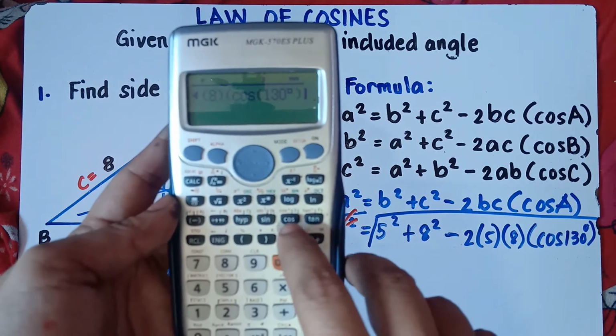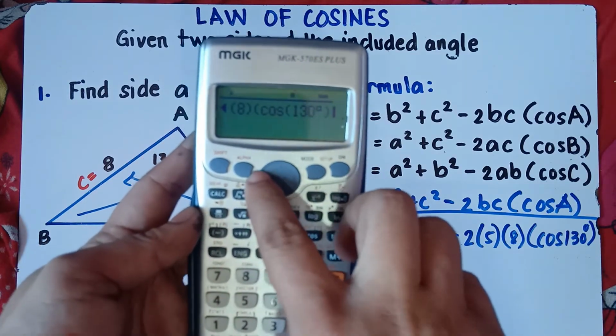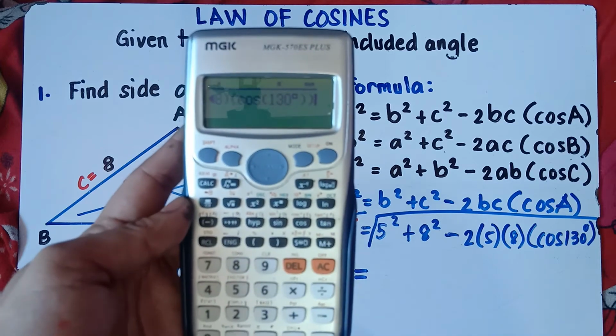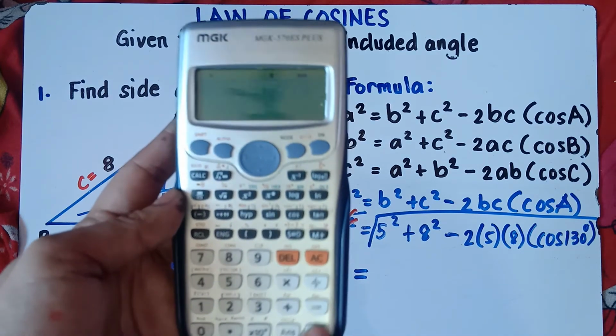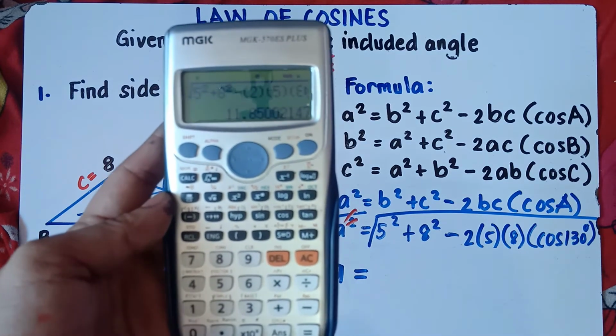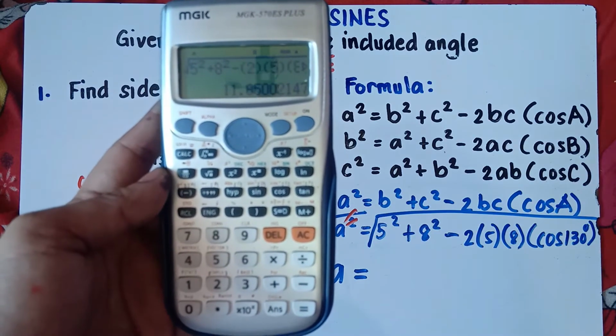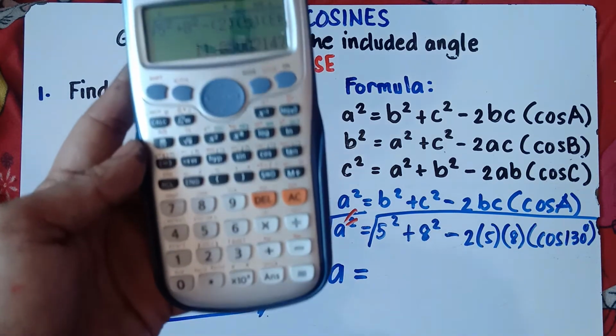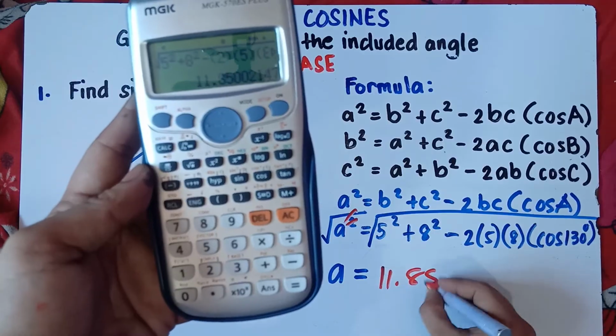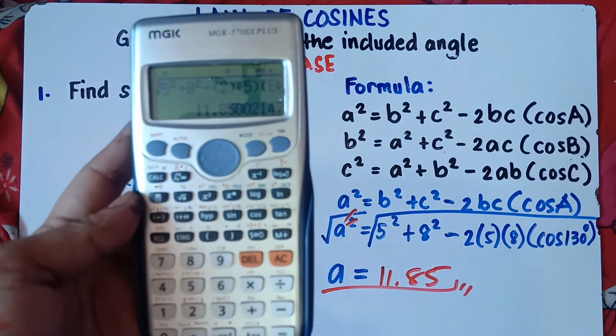Okay, let me just delete this one. Another close parenthesis. So you will have two close parentheses. Alright, then equal sign. There you have it, class. You will have the same answer, 11.85. Same answer, class.